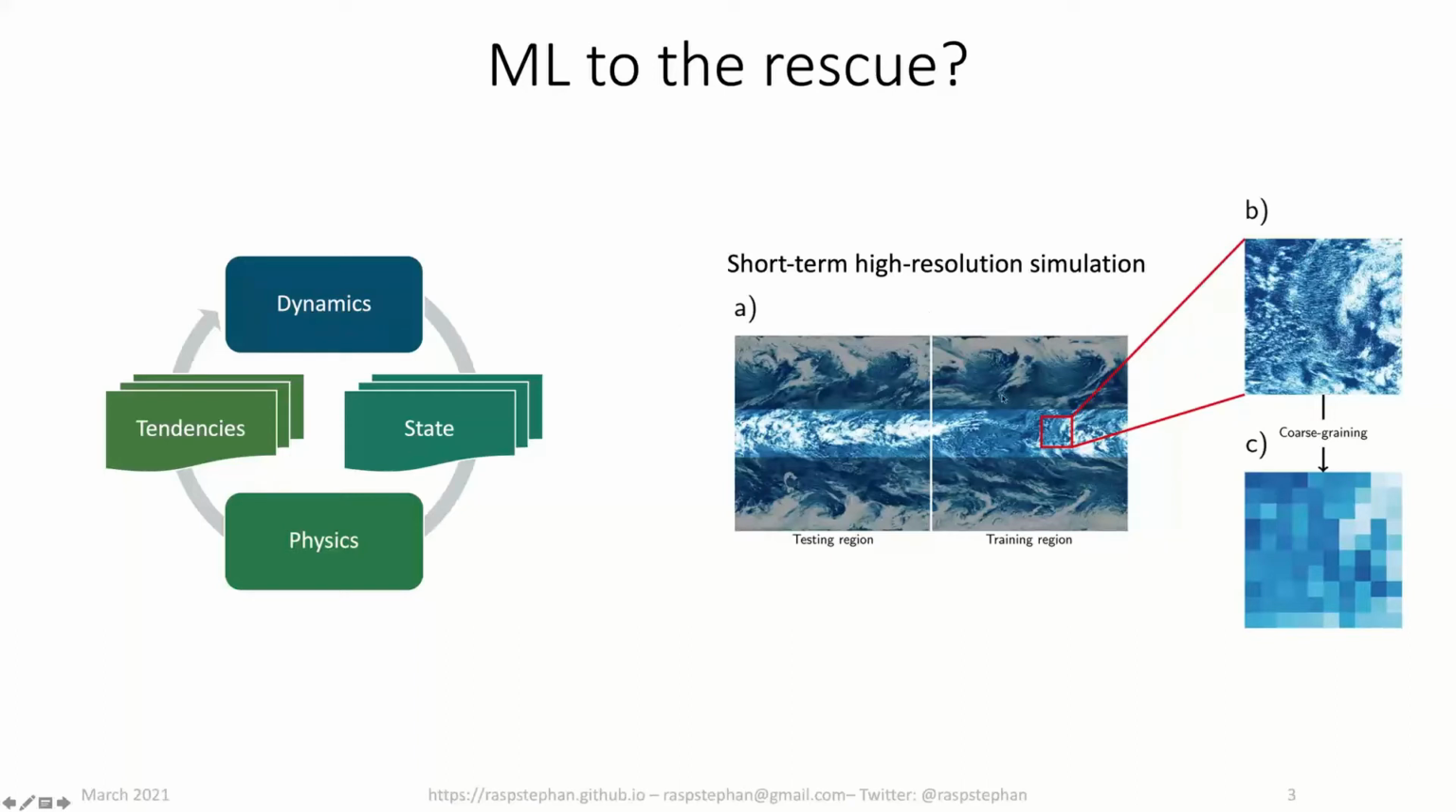So the idea is you run a few weeks or months or maybe even a few years of high-resolution simulation, and then you coarse grain and build this training data set, train a machine learning model, plug it back into your climate model, and then hopefully get better forecasts.